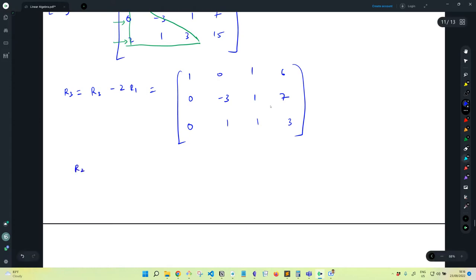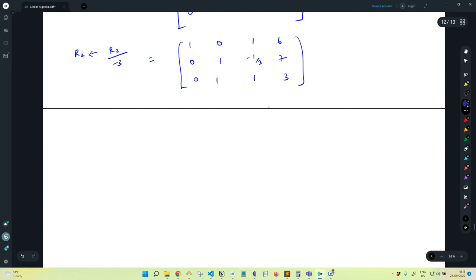Can somebody suggest an operation? I always told you to make an entry one. The easy operation to do is scalar multiplication. So following that, R2 equals R2 divided by minus 3. This will give me 1 0 1 6, 0 1 minus 1 by 3 7, 0 1 1 3.